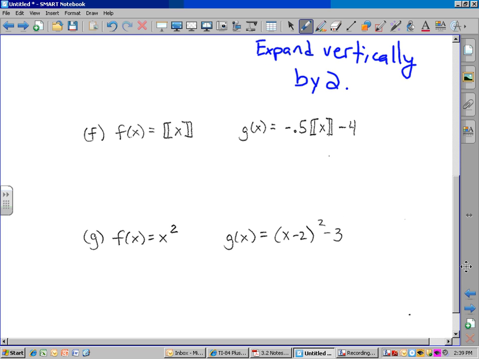Okay, here we have 3 things going on. We have a negative, we have a 0.5, and we have a -4. Okay, so the blue, that is going to cause a reflection across the x-axis.